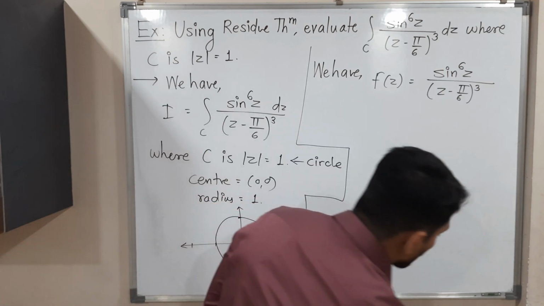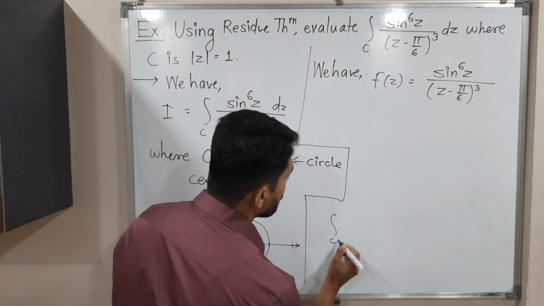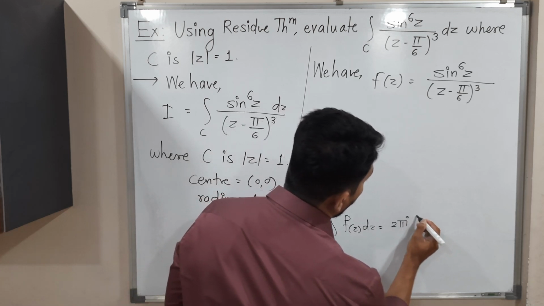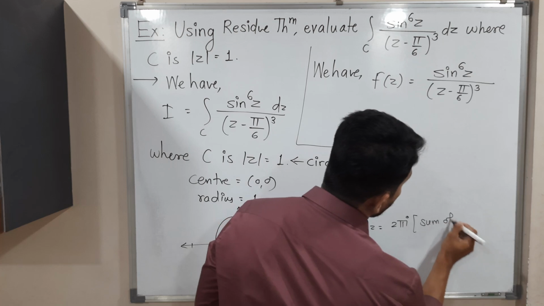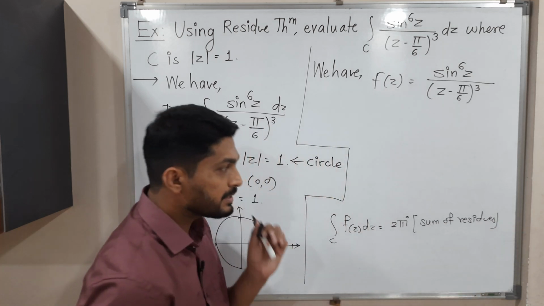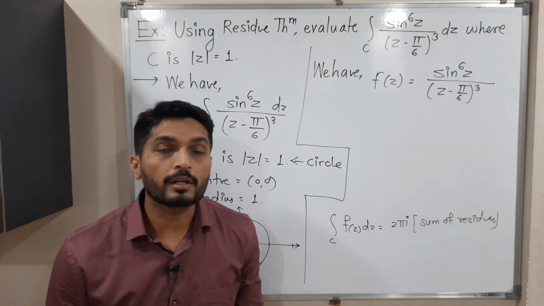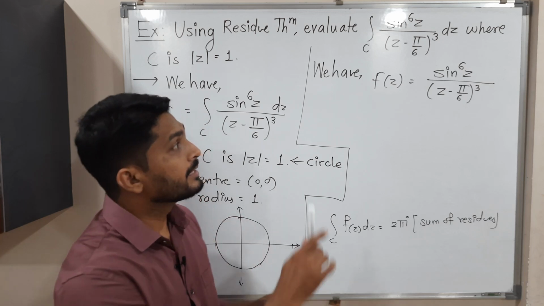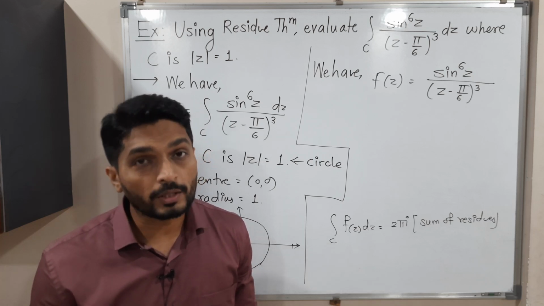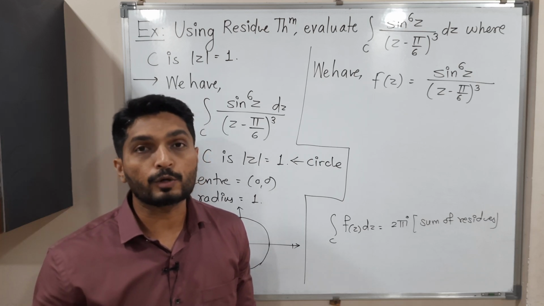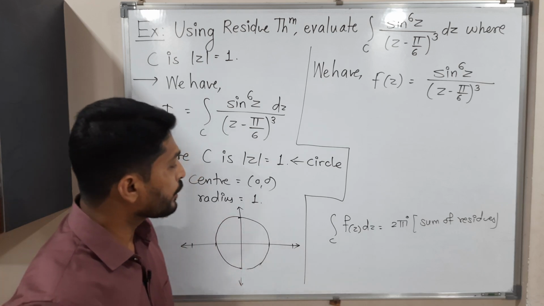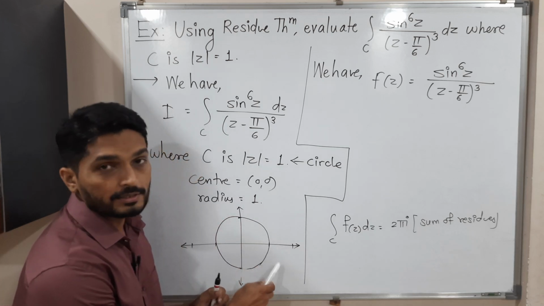Okay. So Cauchy's residue theorem is: integration over C of f of z dz equals 2 pi i times the sum of residues. That means according to Cauchy's residue theorem, what we do is find the singular points of a given function. Singular point means a point where the function is not analytic, or generally we say the point where the denominator is 0. After getting those points, we check whether those points lie inside the circle or outside the circle.